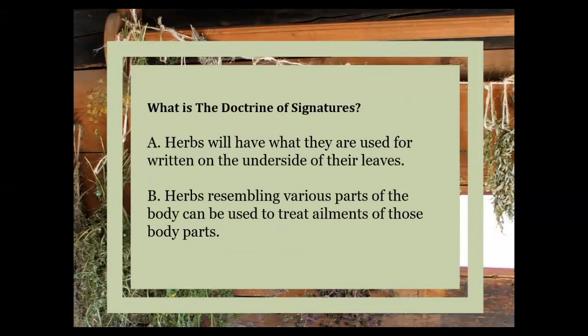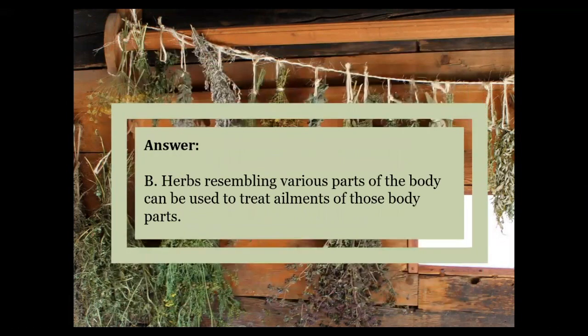Our third question for the week is, what is the doctrine of signatures? Is it A, herbs will have what they are used for written on the underside of their leaves? Or B, herbs resembling various parts of the body can be used to treat ailments of those body parts? If you answered B, herbs resembling various parts of the body can be used to treat ailments of those body parts, then you are correct. I hope you did well on your review today.